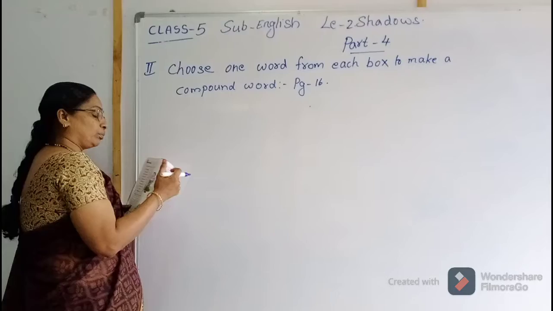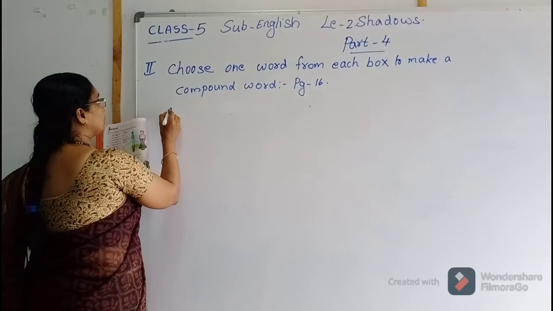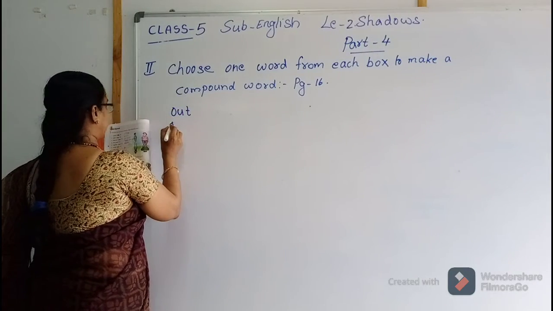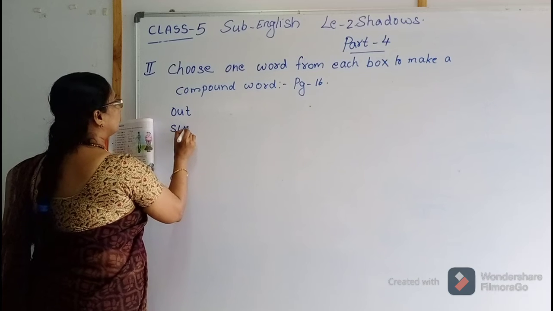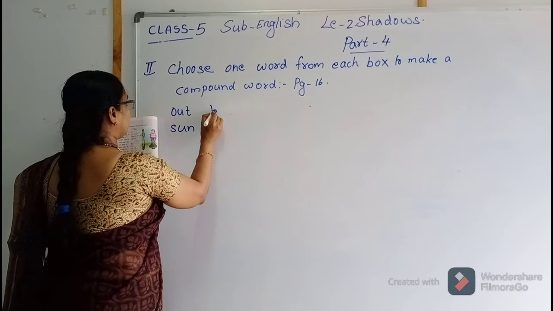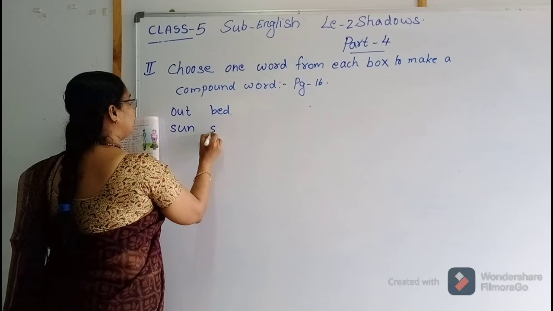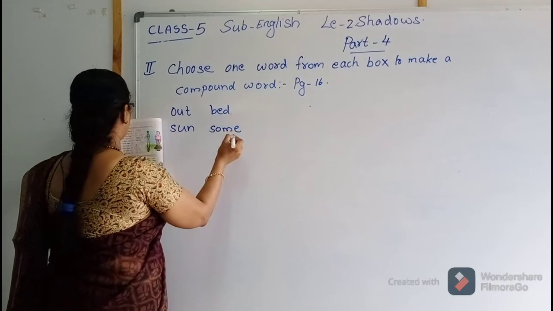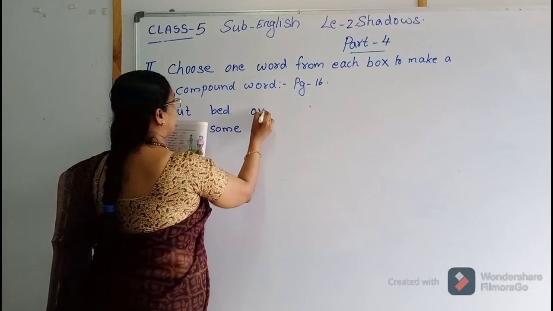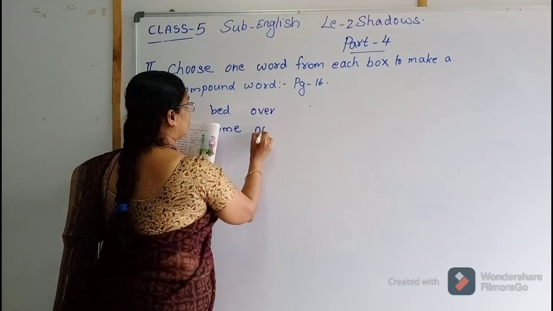You are getting the options in the first box: out, sun, bet, some, over, not.